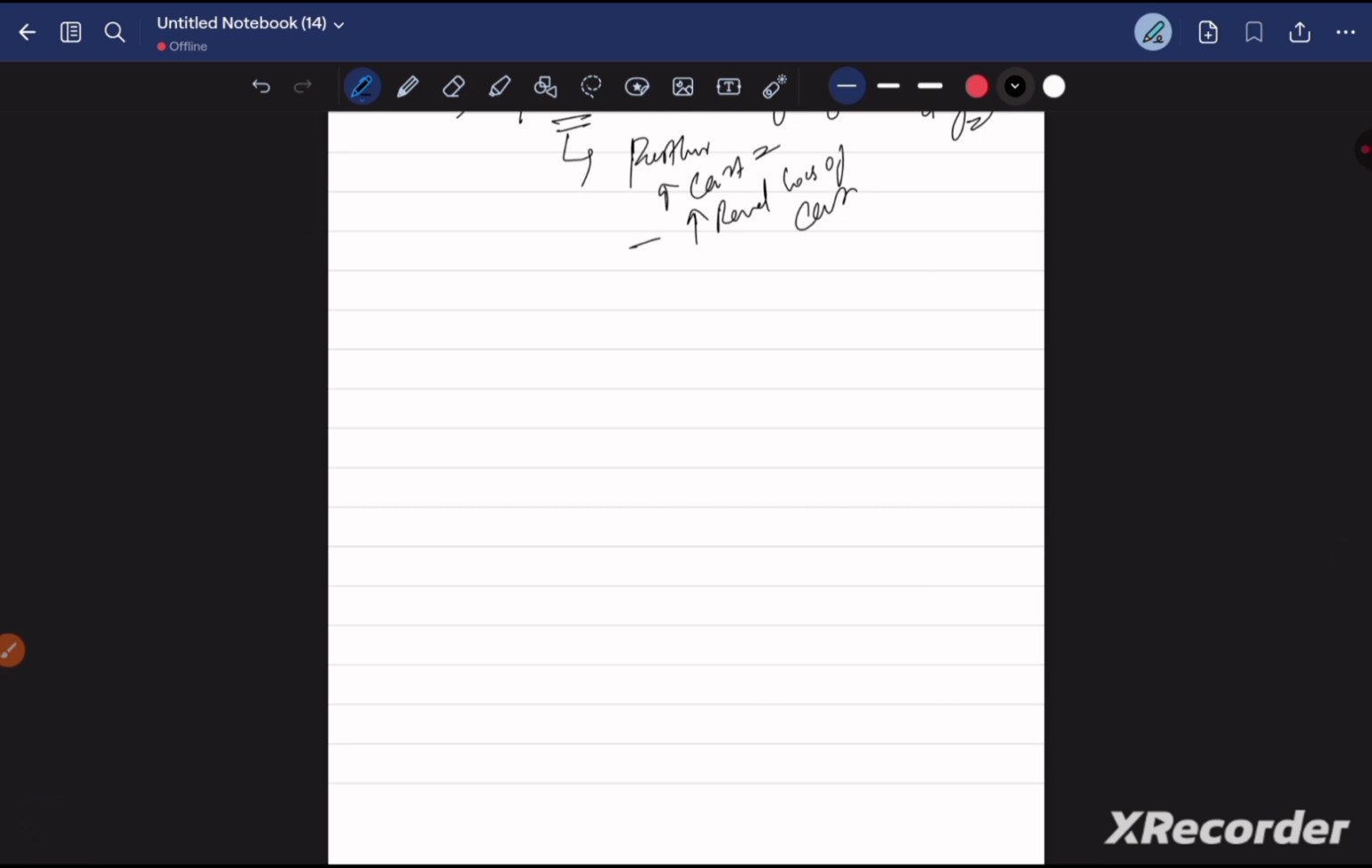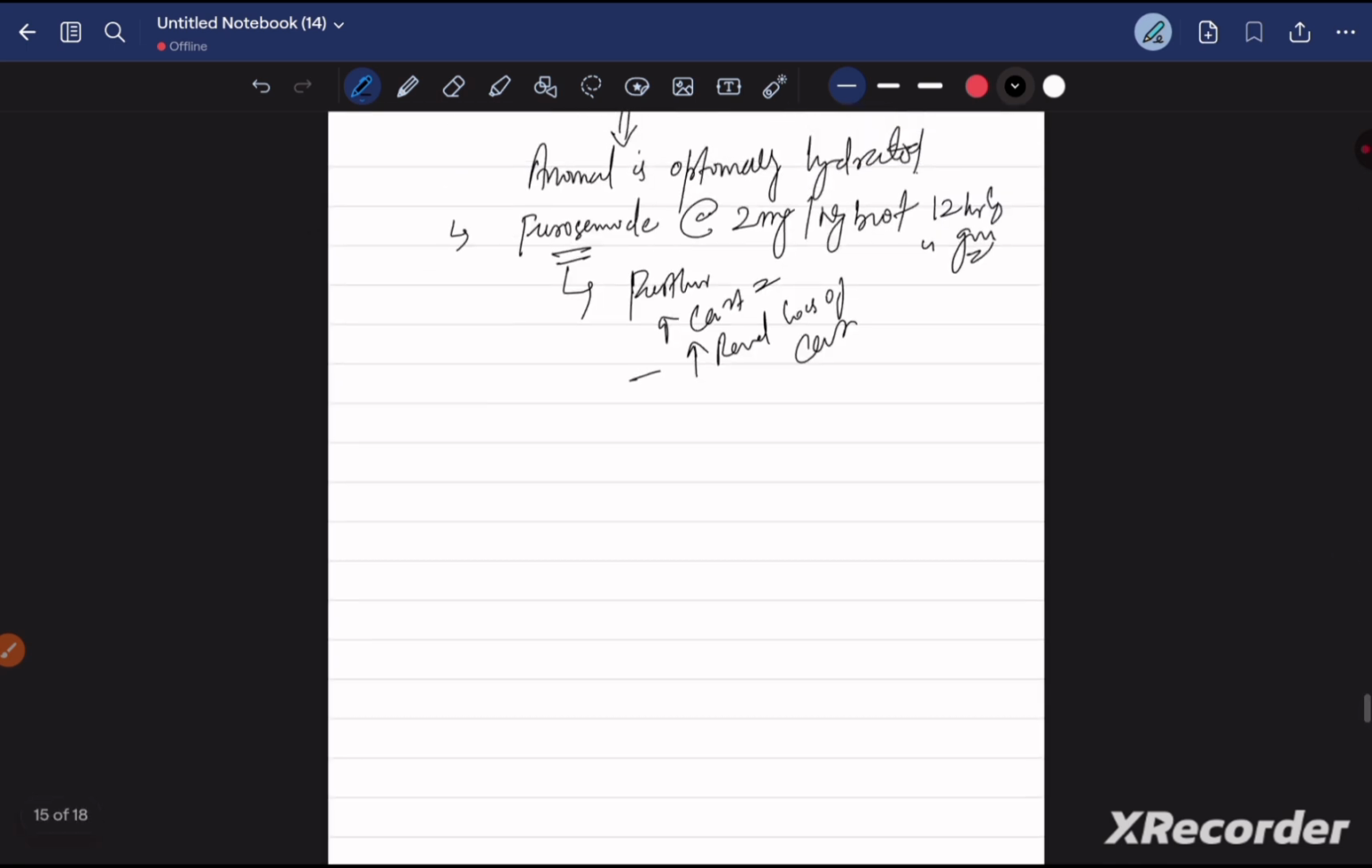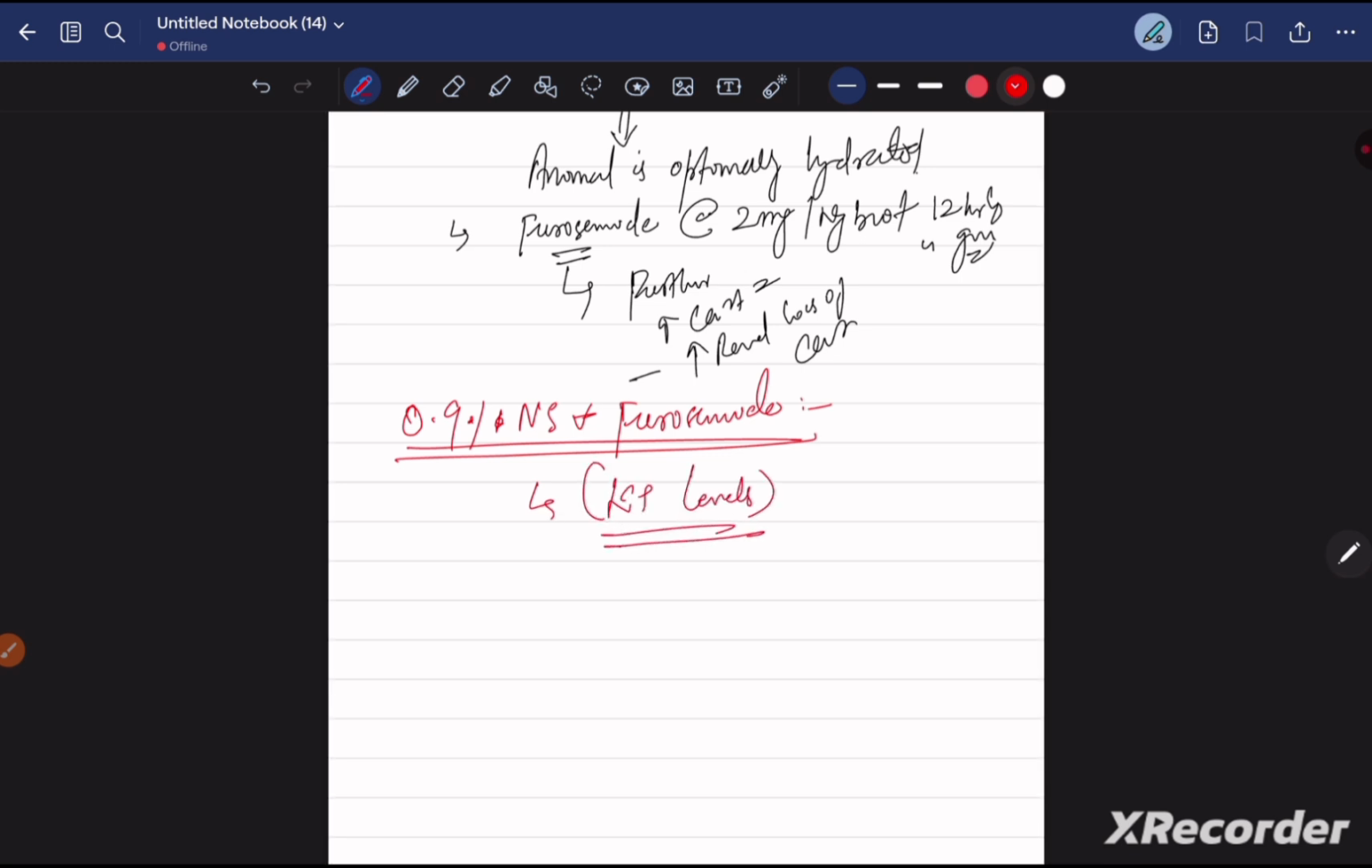Okay, but here is a catch. What is the catch? This is important, you have to remember. While giving the 0.9% normal saline and furosemide, kindly look for the potassium levels, because normal saline and these diuretics also lead to the renal loss of potassium. This will decrease the potassium levels in serum. So we also have to see whether the potassium levels are maintained or not. Why? To avoid hypokalemia.